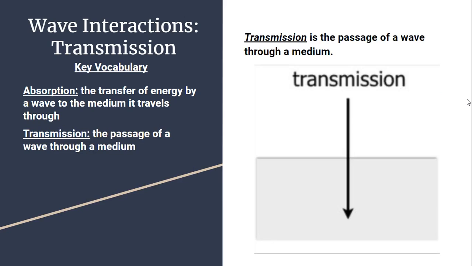Transmission is as simple as the passage of a wave through a medium. Here in our diagram, you can see that the wave is represented by that arrow again. It starts out in the first medium, represented by the white area of the diagram, and it travels right across that border and into and through that gray medium, shown by that arrow continuing to pass through that color change from white to gray.